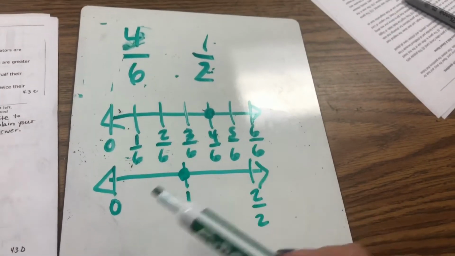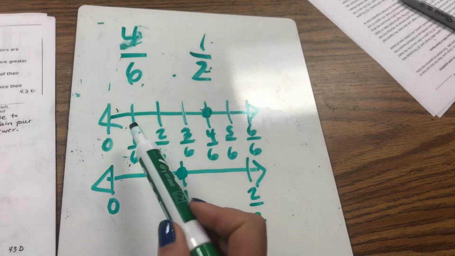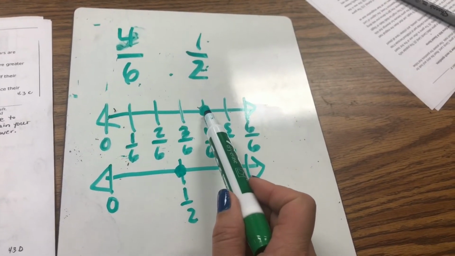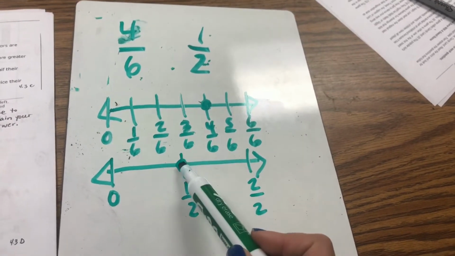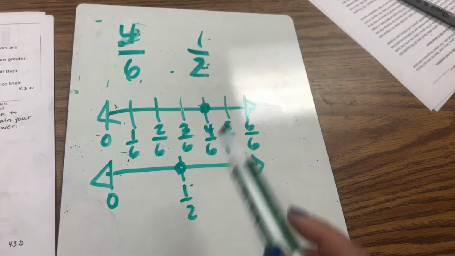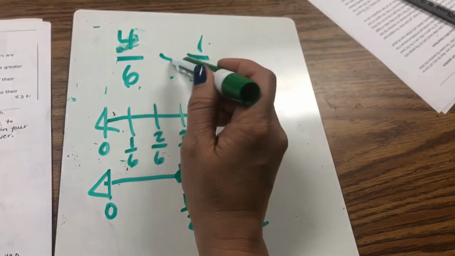So just looking at these two models, I can see that for 4/6, the dot goes further to the right than it does for 1/2, which would signify that 4/6 is, again, greater than a half.